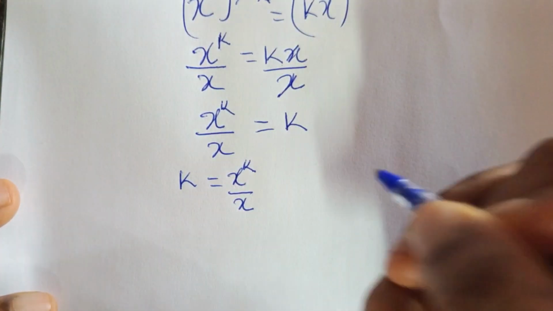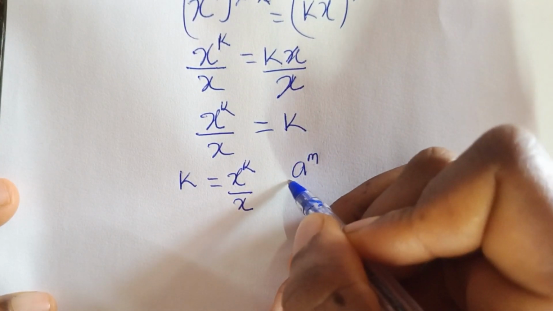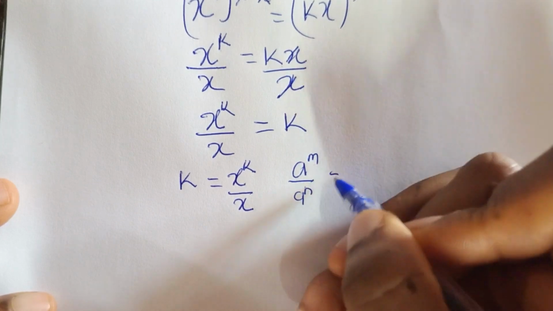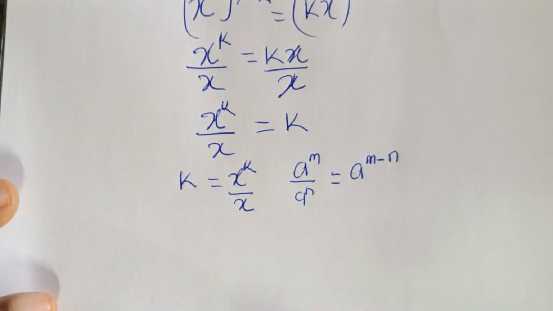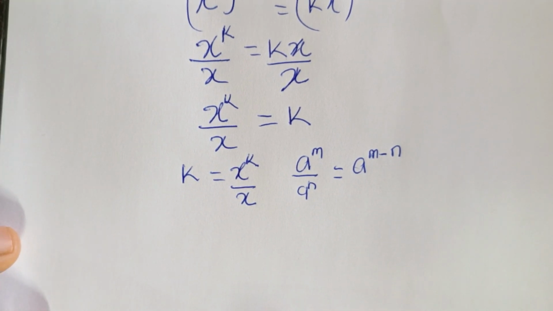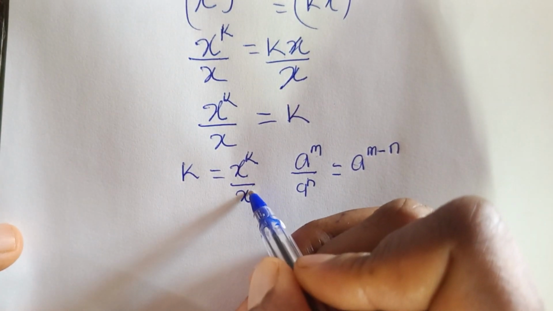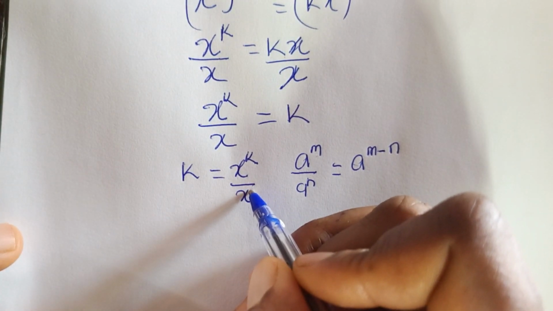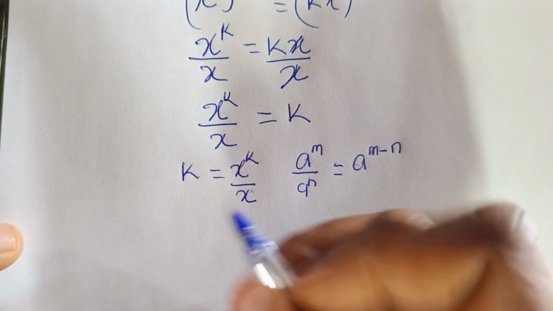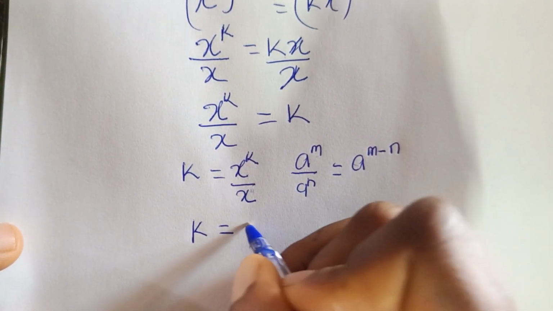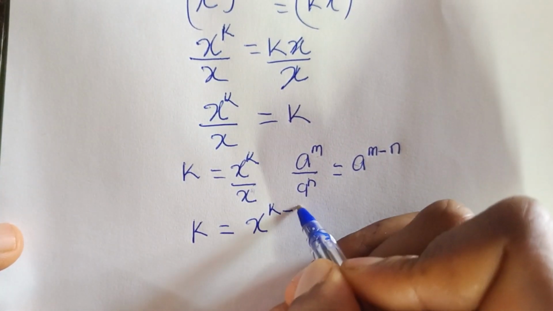So we are going to write it in this form. a raised to power m all over a raised to power n equals a raised to power m minus n. So now we are going to write this in this form. So this is x to the power of 1. This x here has the power of 1. The exponent is 1. So we write it as k equals x raised to the power of k minus 1.